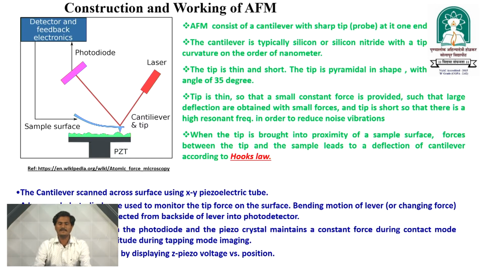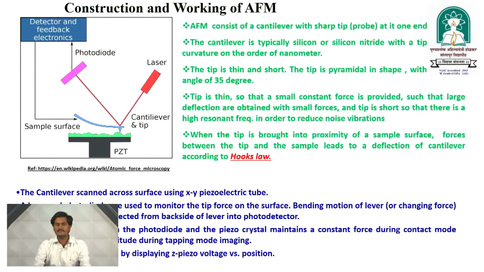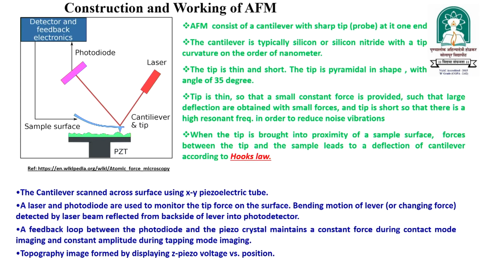The typical length of the cantilever is generally 100 micrometers to 200 micrometers, and the cantilever tip is very thin and short. The tip is thin so that a small constant force is provided, such that a large deflection is obtained with small forces, and the tip is short so that there is a high resonant frequency in order to reduce noise vibration.